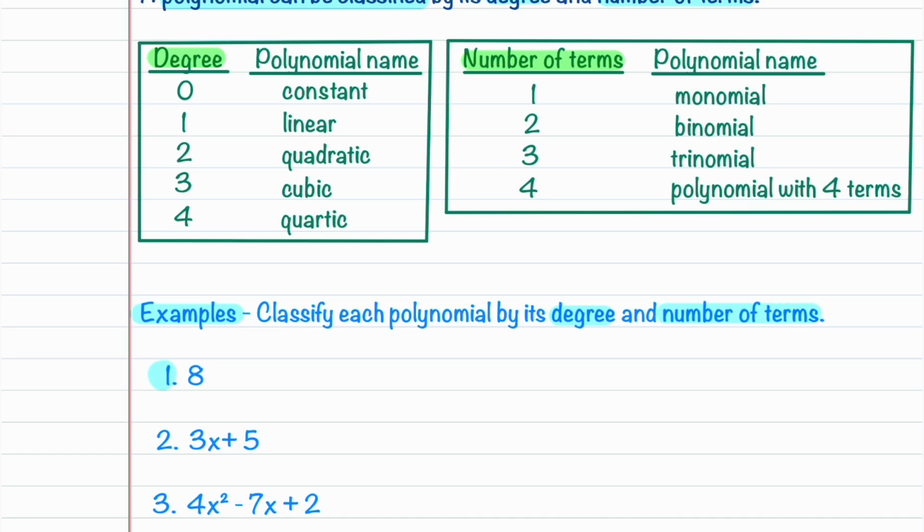Let's look at our first example. In this example, we only have one term, and that term does not have an x with it. So we can think of this as 8 times x to the 0, because we know that x to the 0 is equal to 1. So our degree is 0, and that tells us that our polynomial is a constant. And there is one term. When we look up to the right-hand side, we can see that it's called a monomial.